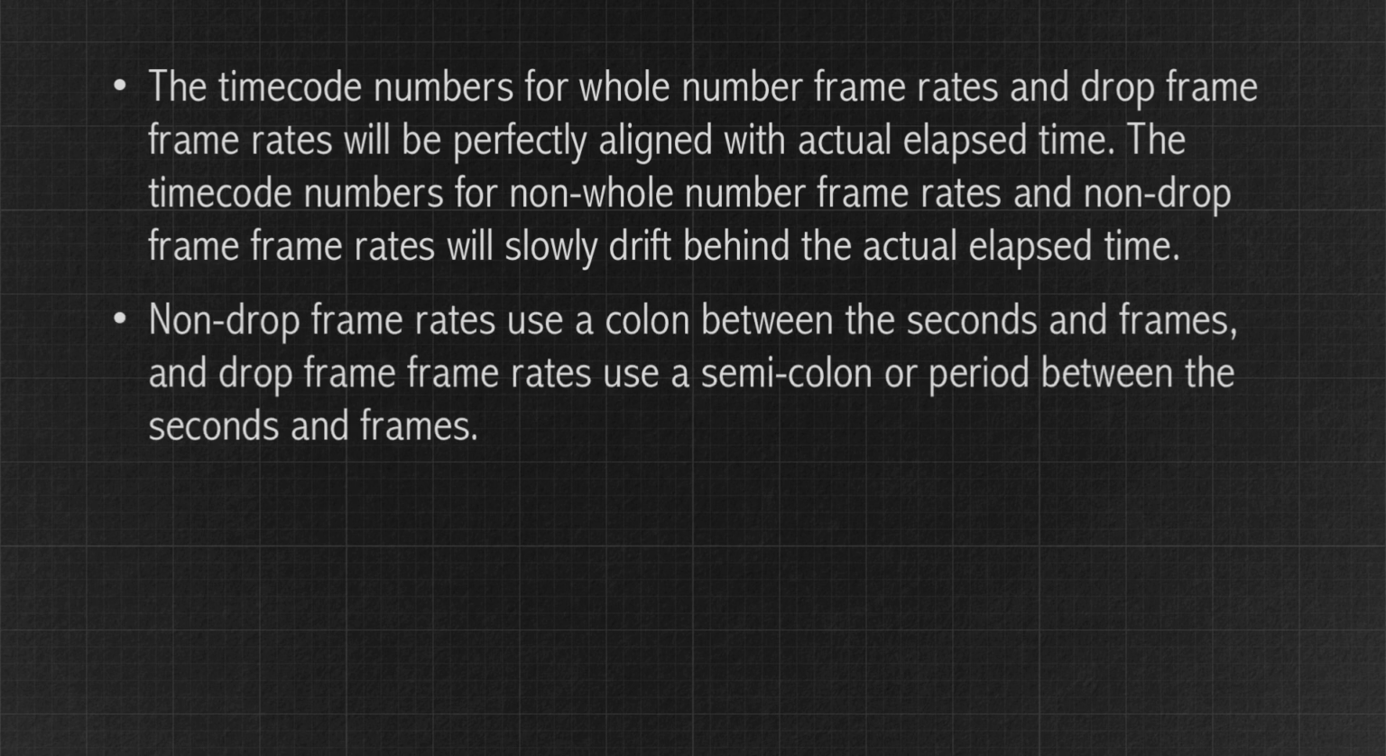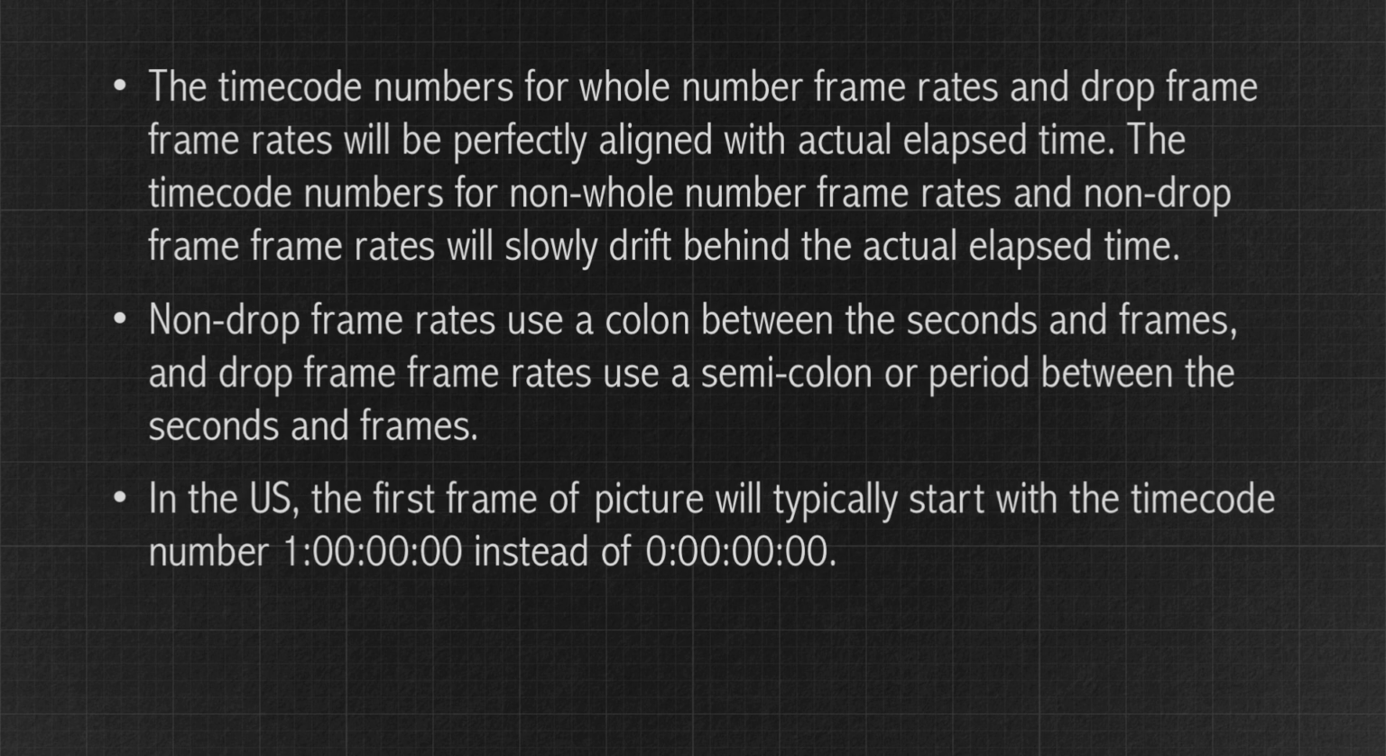Non-DropFrame rates use a colon between the seconds and frames, and DropFrame frame rates use a semicolon or period between the seconds and frames. In the US, the first frame of picture will typically start with the timecode number 1 hour, 0 minutes, 0 seconds, 0 frames, instead of 0 hours, 0 minutes, 0 seconds, 0 frames.